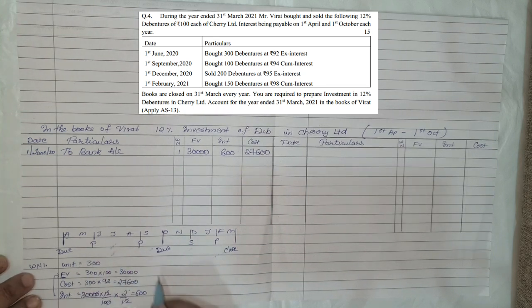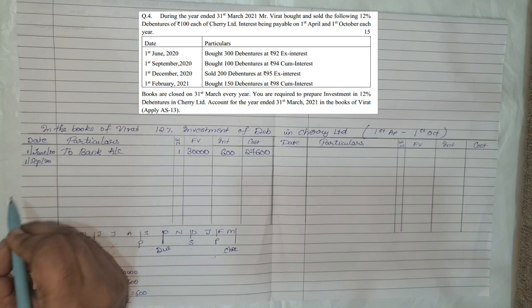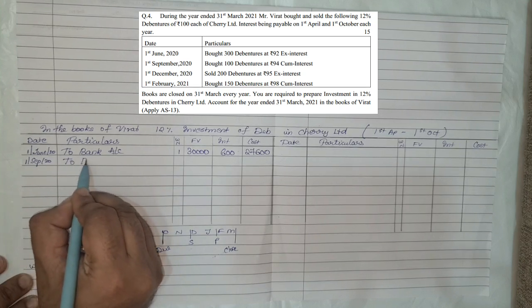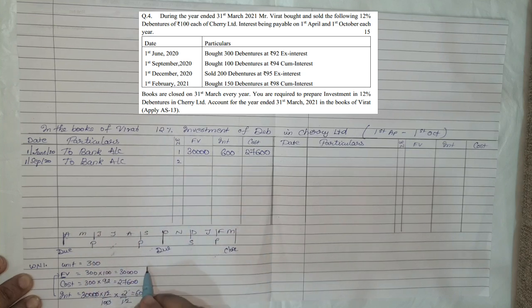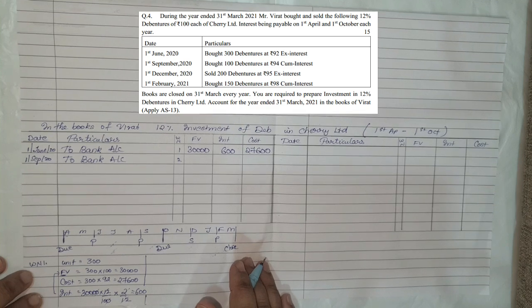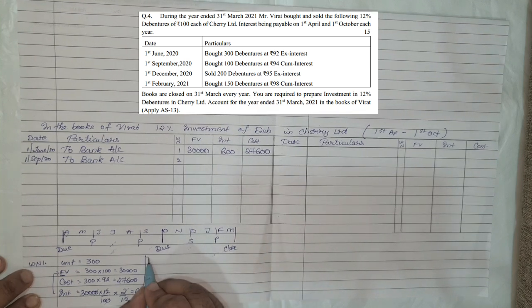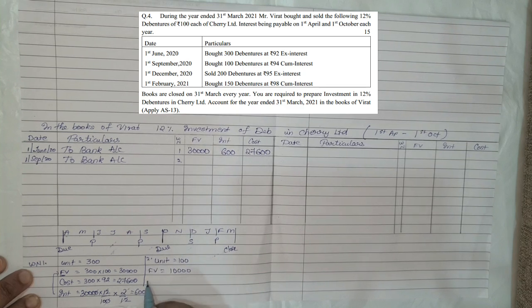Now on 1st September, again you're purchasing. So 1st September 2020, you're again buying. So to bank account, working note number 2. Okay, again you're purchasing. So we'll note down working note number 2. Same order. Units. We are buying now 100 units. So the face value will be 100 into 100, which is 10,000. Okay. Cost will be 100 into 94 rupees, but this is cum interest.